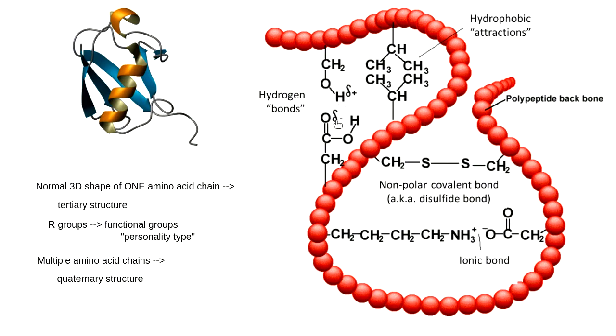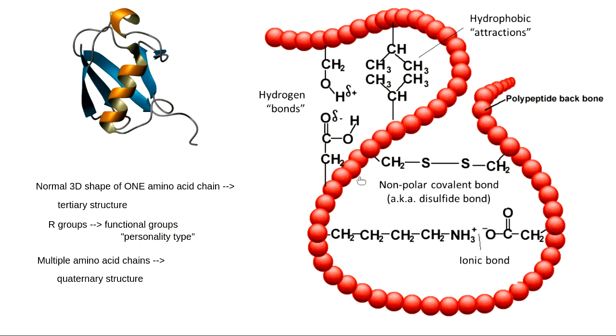So some of my personality types don't share electrons equally, which means that when they get close to each other, they form these really weak, I put bonds in parentheses, it's just an attraction. Oh, you're partially negative, I'm partially positive. Let's connect, kind of. Hydrogen bonds.